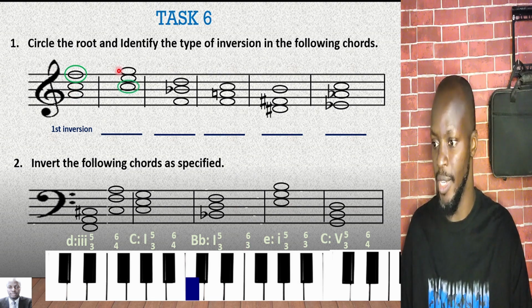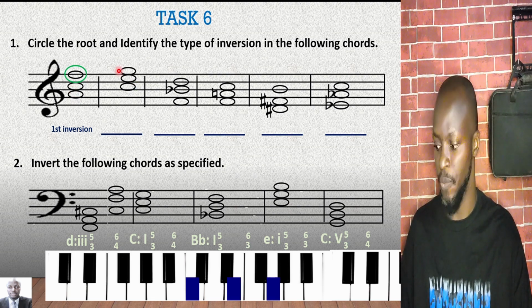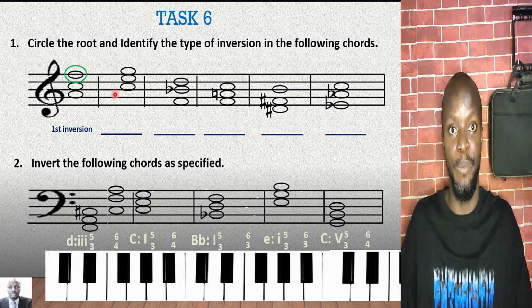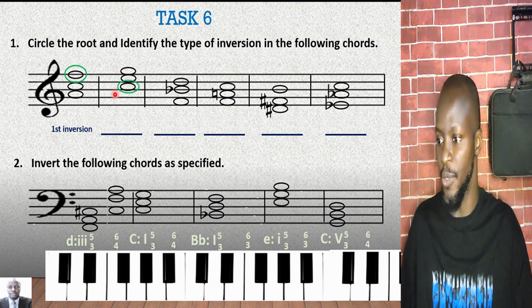So let's see the second example. Now we have C, E, and G. C is the root of the chord, so this makes a root position chord, right? So let's go to the next one.